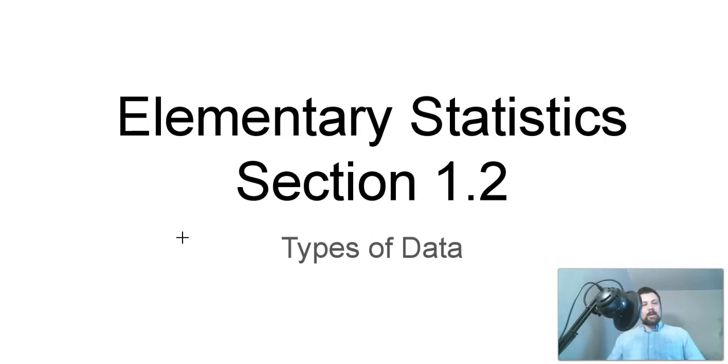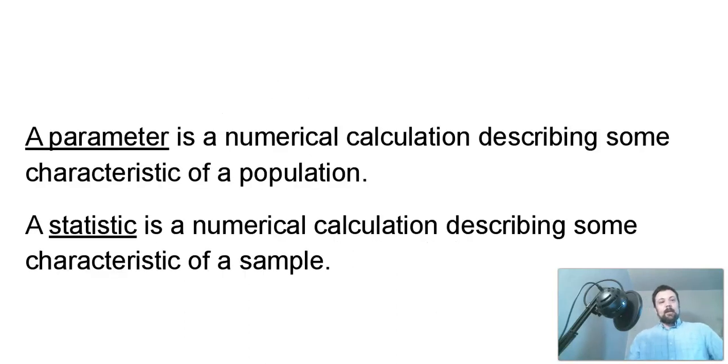In this video, we're going to take a look at section 1.2 on types of data. A lot of the concepts in this section, I like to call them versus. There are basically two versions of the concept, and a lot of the problems are going to be you choosing which version is appropriate for the given description. In this case, for example, we have parameter versus statistic.